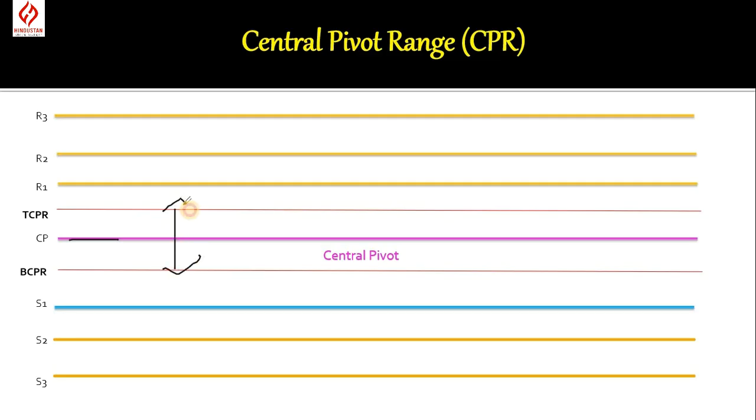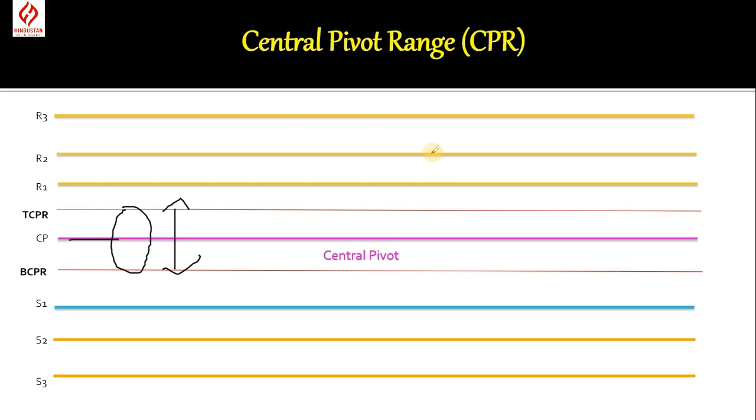That range is known as the central pivot range, and this will work as a strong support and resistance for your trade. So the line above the central pivot is known as top CPR, and the line below the central pivot is known as bottom CPR, right? So the top CPR and bottom CPR will make a range. That range is known as the central pivot range, right? So this central pivot range works as a strong support and resistance for your trade.